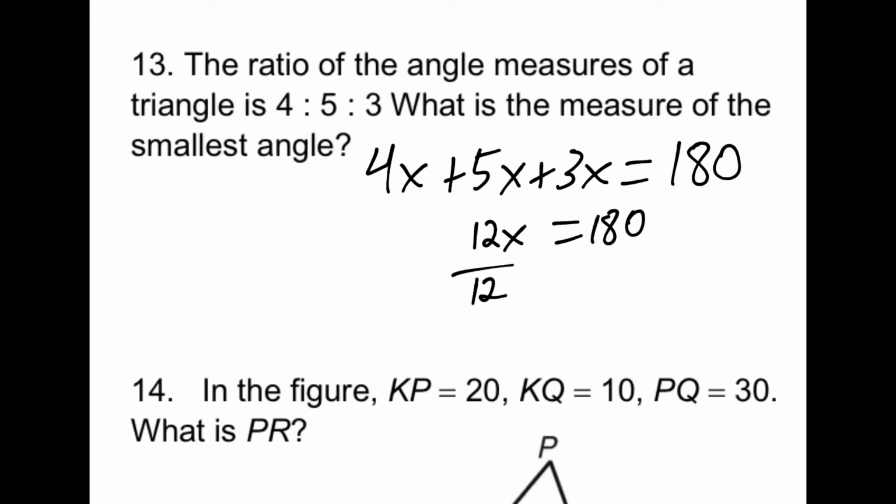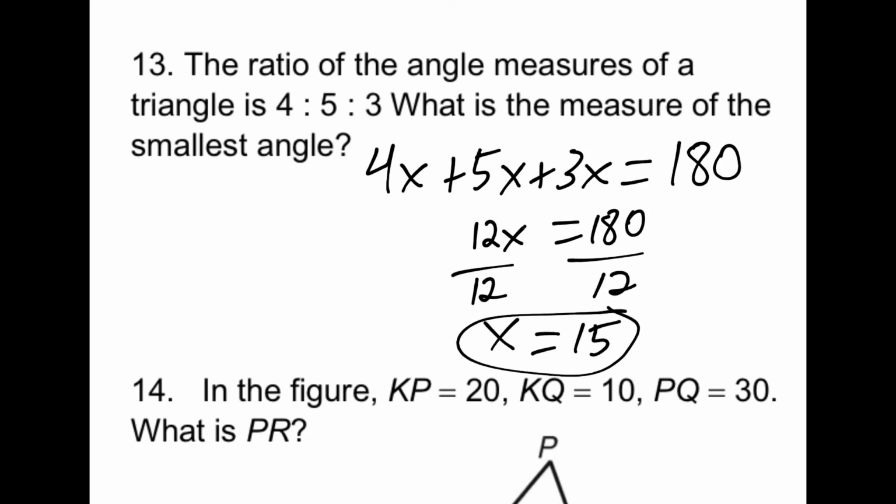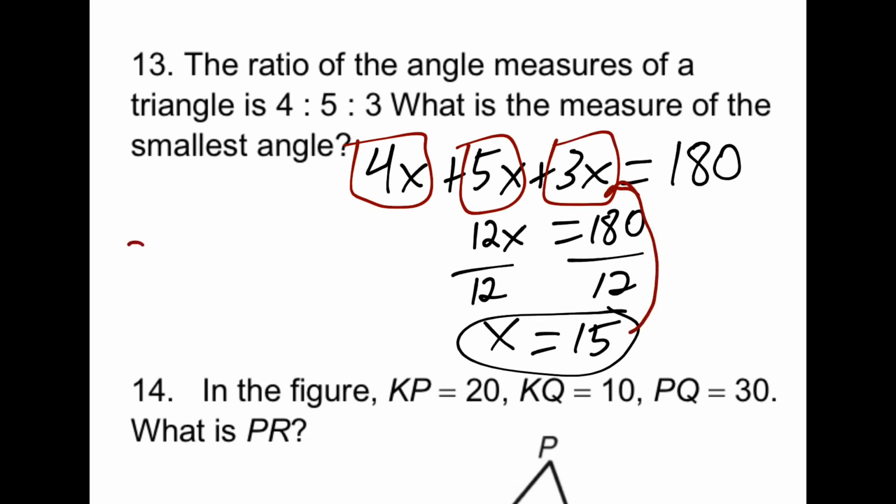If I divide both sides by 12, this gives me 15 for x. That's not the final answer, though. They want to know the measure of the smallest angle. So which one do you think is smaller, 4x, 5x, or 3x? If you said 3x, you got it. So we'll take 3 times 15, and that actual angle is going to be 45 degrees.